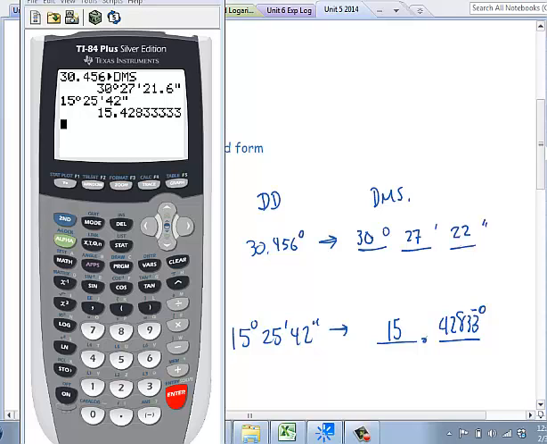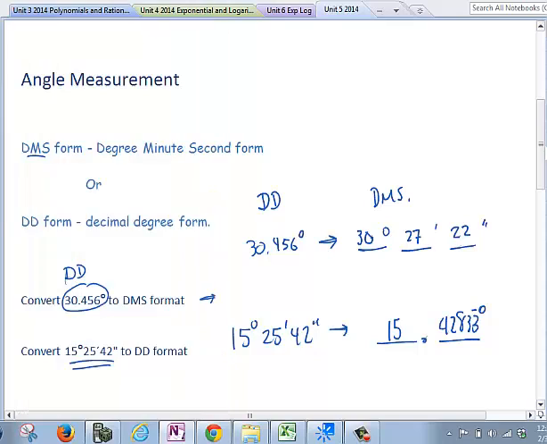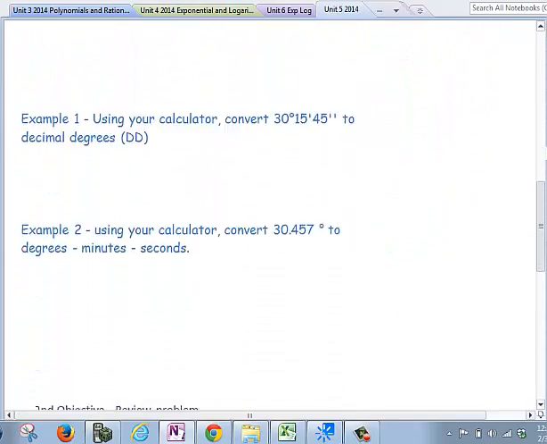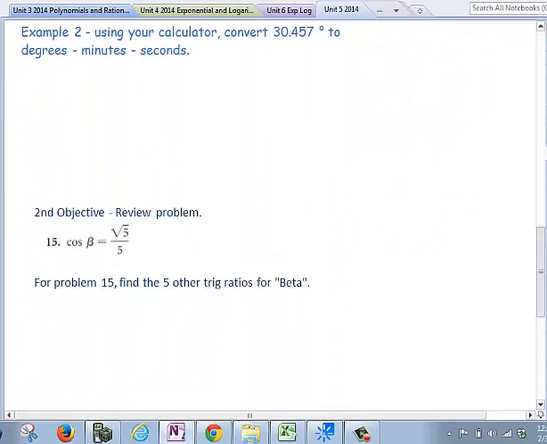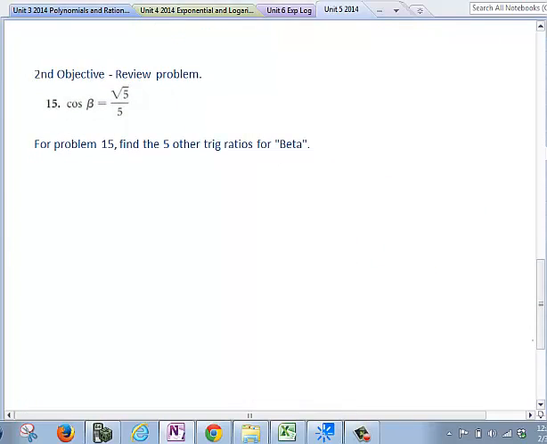Now, the last part of the objective for this was to do a review problem from last night or today in class. So we have the cosine of beta is equal to root 5 over 5. So this is the angle beta. Since it's cosine, that's adjacent over hypotenuse. So the adjacent side to beta is root 5.